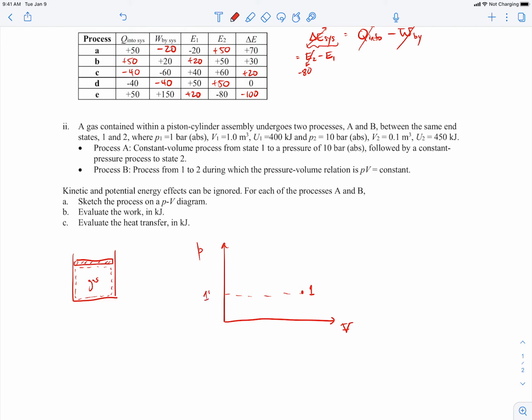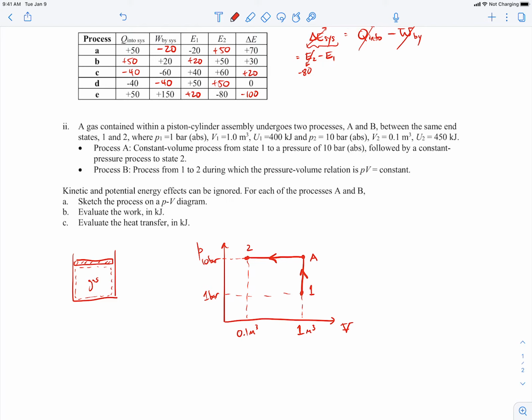So this is 1 bar absolute pressure, and V1 is 1 cubic meter. And then P2 is 10 bar, so that's somewhere up here, and V2 we're told is 0.1 cubic meter. So that's what our two different end states look like. For process A, it's a constant volume process from state 1 to a pressure of 10 bar, so it's going to go up this way to that point, followed by a constant pressure process to state 2. So then it'll go that way. So that's our process A.